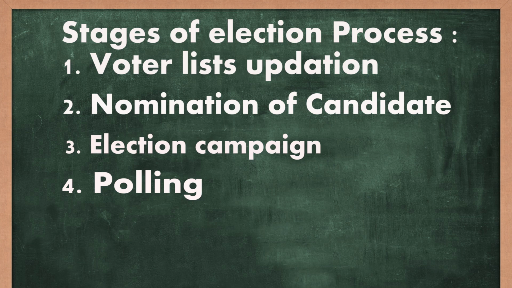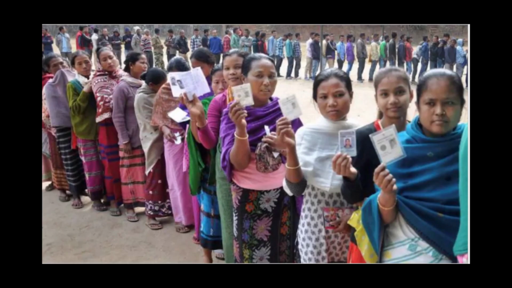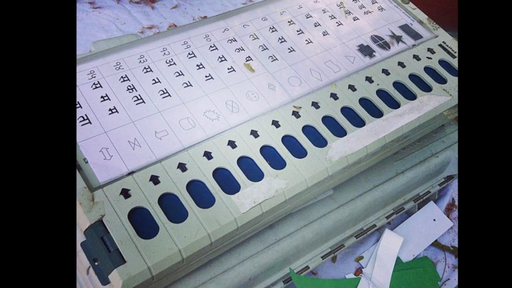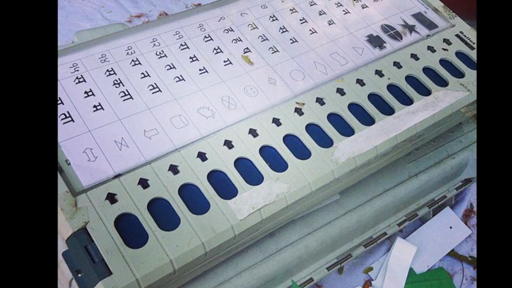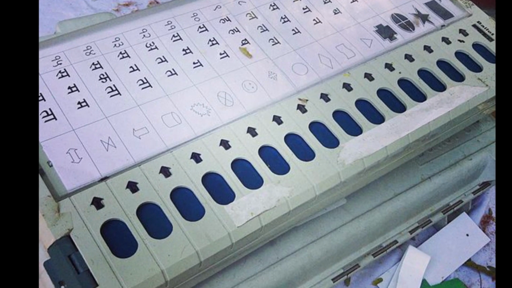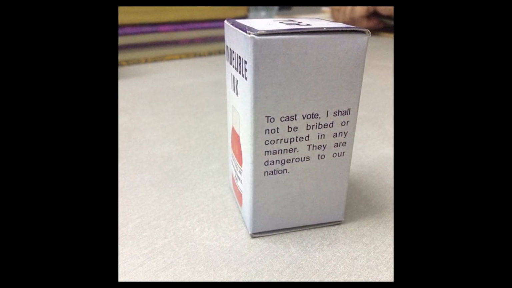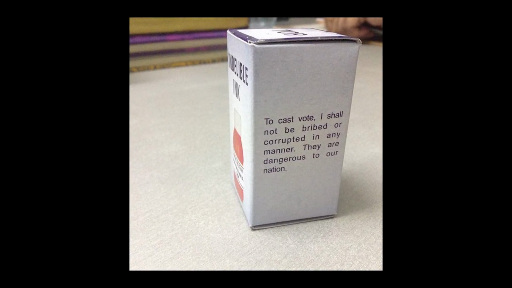Number 4. Polling. This is the day of casting votes by the voter for the candidates of their choice. This day is also called Election Day. All the voters whose names feature in the electoral roll and are verified by the election officials can cast their votes. An agent of each candidate is allowed to sit inside the polling booth to ensure that the voting takes place in a fair way.